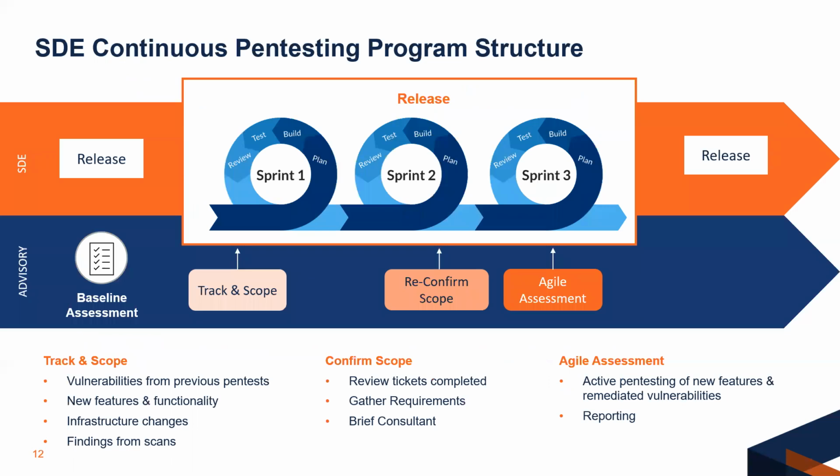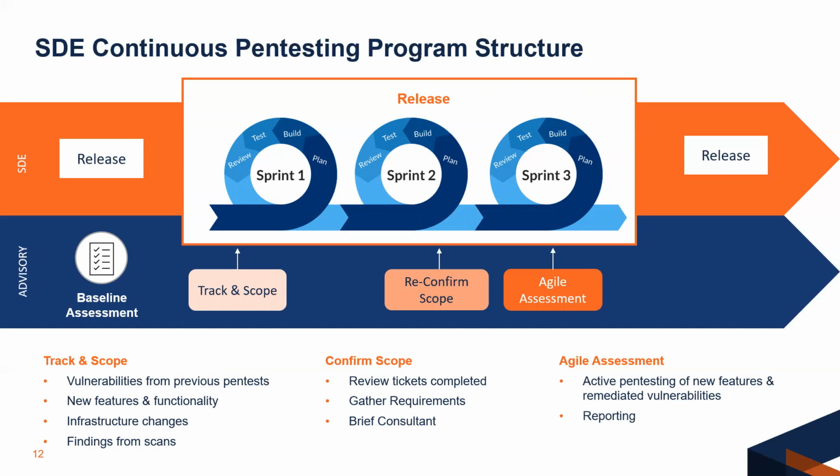So, what does this program look like when applied to SD? The orange arrow shows SD's existing processes. Nothing has changed in the development lifecycle since the introduction of Agile pen testing. The second blue arrow shows advisory processes. The first thing we do is conduct a baseline pen test, which can be performed outside of a release cycle. However, it informs the first Agile assessment.